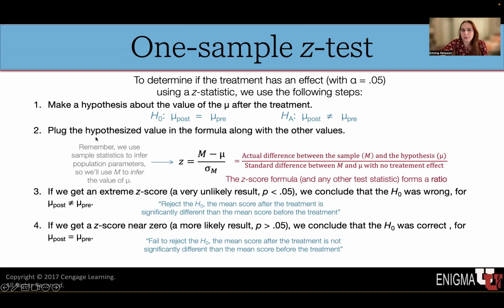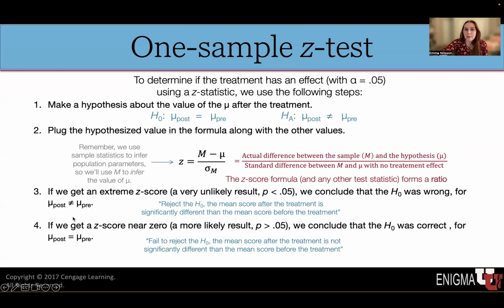Step 2, you're going to plug your hypothesized value in the formula along with your other values. Well, actually, the real step 2 is you're going to make a decision about where your Z critical values are going to be, but we've already done that up here. We've already established that alpha is 0.05. So then after we do that, we're going to plug the statistics that we got into our test statistic formula. Remember that we're going to use sample statistics to infer population parameters. So that's why we're going to use our sample mean to infer the value of the population mean post-treatment.